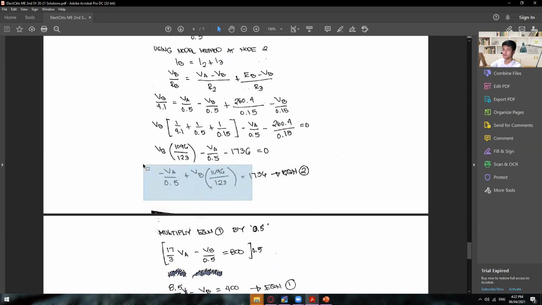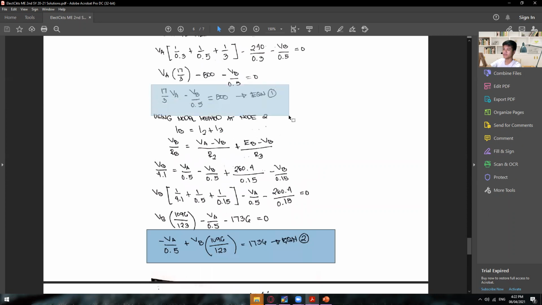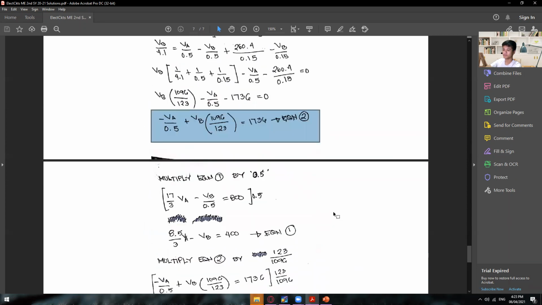And right here, minus VA. Okay, so I just arrange them. So we have the VA right here, and then the VB, and then the third value. Okay, so this is now the equation number 2. So from here, we already have the equation number 1 and equation number 2.